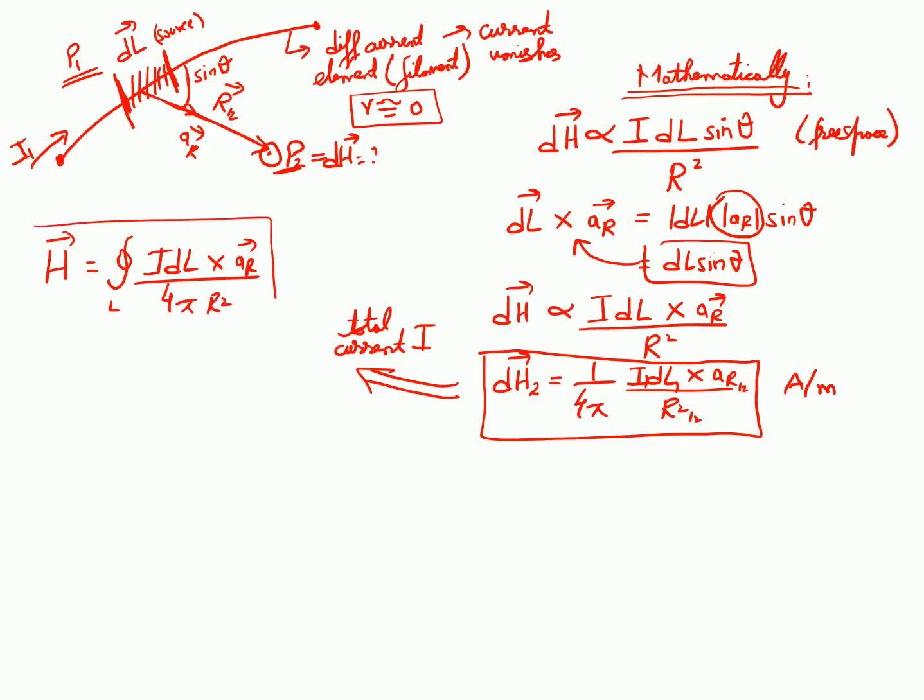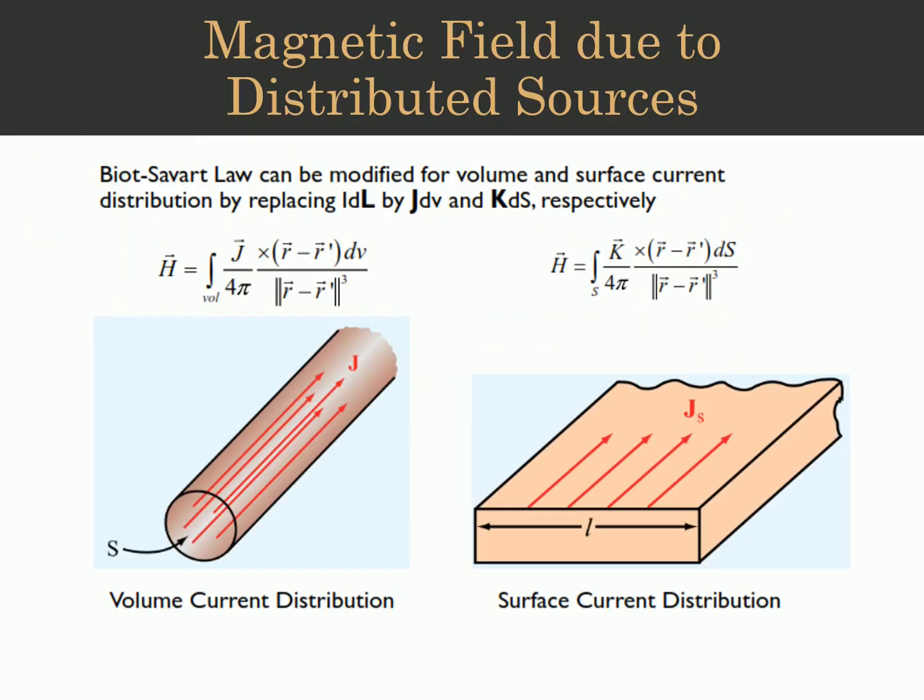So this is now the integral form of the equation, and the first one was the differential form of the equation. So that completes the explanation of the Biot-Savart law. Moving on, we can also find the magnetic field intensity using the Biot-Savart law if the nature of the object changes.